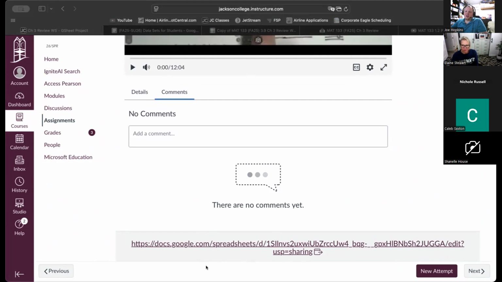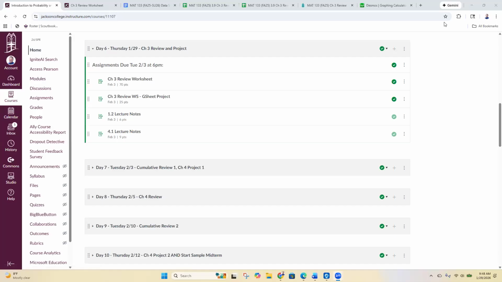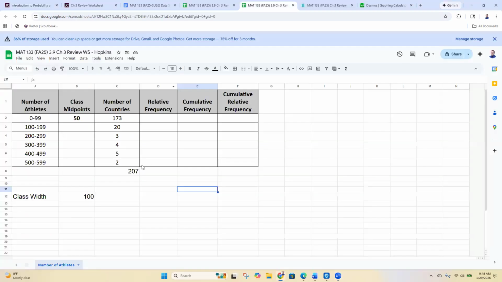All right. So we went through that pretty quick, but again, we've done this. This is like our third time doing a Google Sheet, one of these projects. But if you missed some of it, I'm going to point out a few things here. So first of all, for the class midpoints, the formula was you take the previous midpoint, which is this one, 50, and then you add the width, which is 100, right?